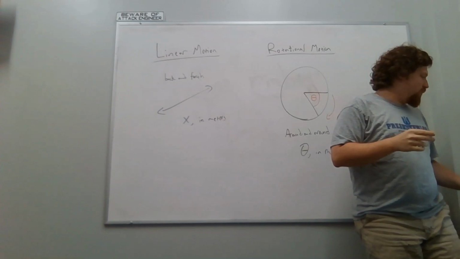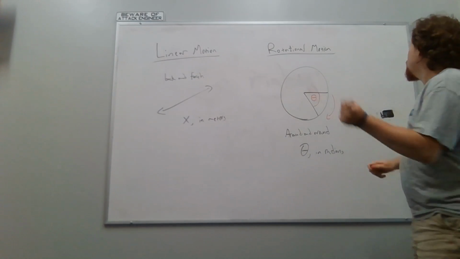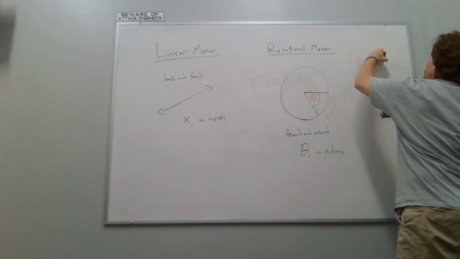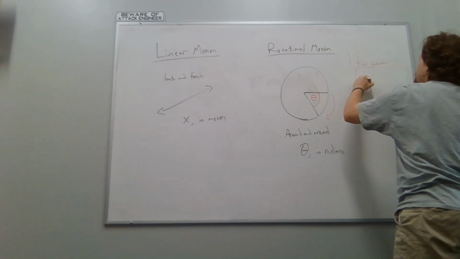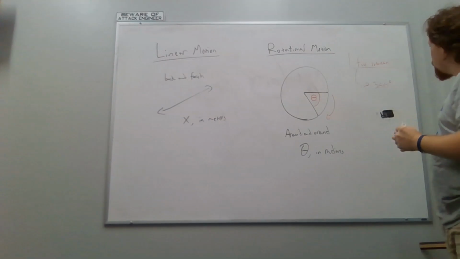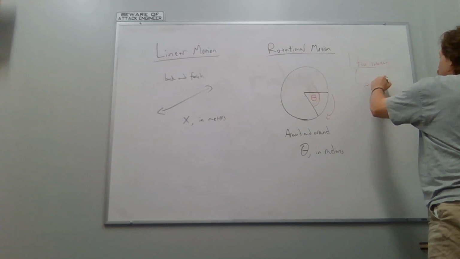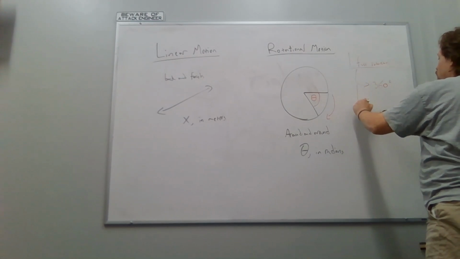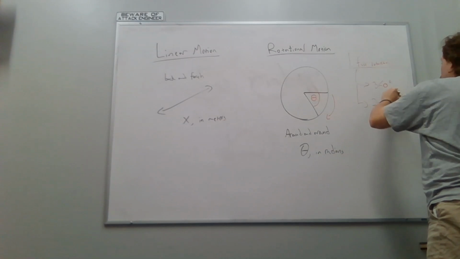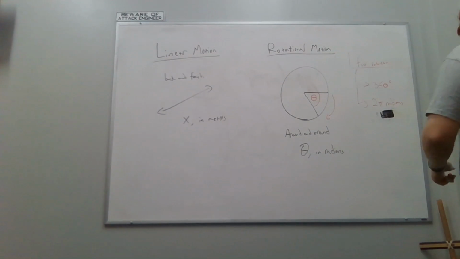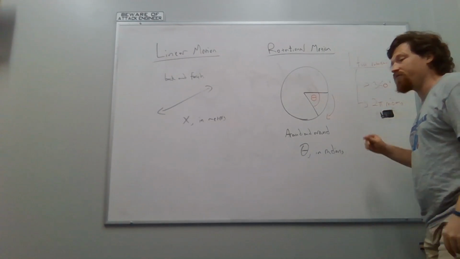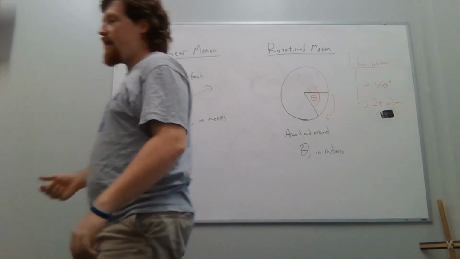Some things to be aware of. One full rotation is equal to 360 degrees, and one full rotation is also equal to 2 pi radians. Radians are just a different measure of angle.